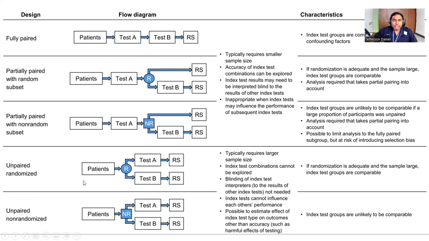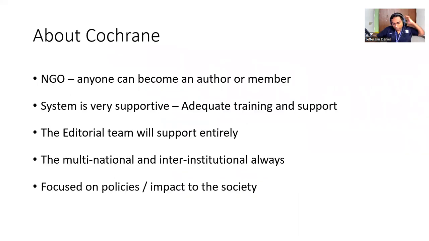So you may decide while writing the protocol which of these designs you will include. We normally include fully paired, we may include unpaired randomized, and sometimes we may choose to include partially paired with random subset. We may not include type 3 and type 5. That's what we did for TrueNat, but it differs from study to study, and the systematic review group will have to decide on that. Now, that's briefly about the various study designs in diagnostic tests.